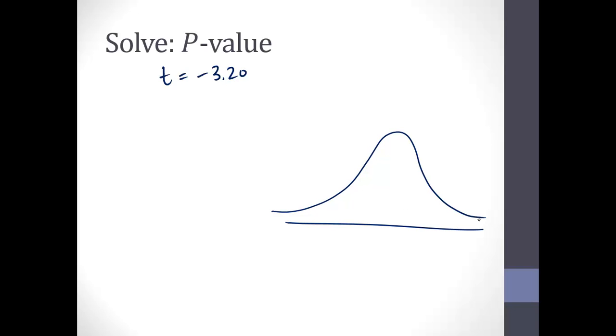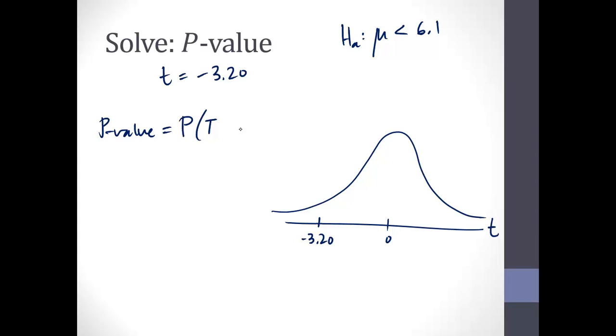So here's our t, centered at 0, and we're interested in down here, something about negative 3.20. Remember, the alternative hypothesis said that mu is less than 6.1. So our p-value is going to be equal to the probability that a t random variable is less than negative 3.20. Because the alternative hypothesis had a less than, our p-value is also going to have a less than.